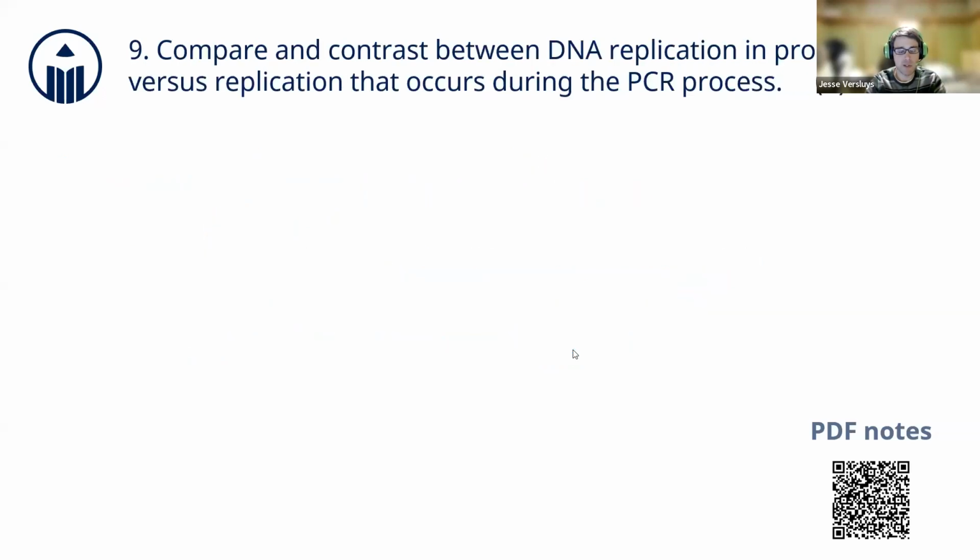Okay, now we have a little bit longer question, 6 marks this time. Compare and contrast between DNA replication in prokaryotes versus replication that occurs during the PCR process. Note that this is a compare and contrast question, so we're looking for similarities and differences.